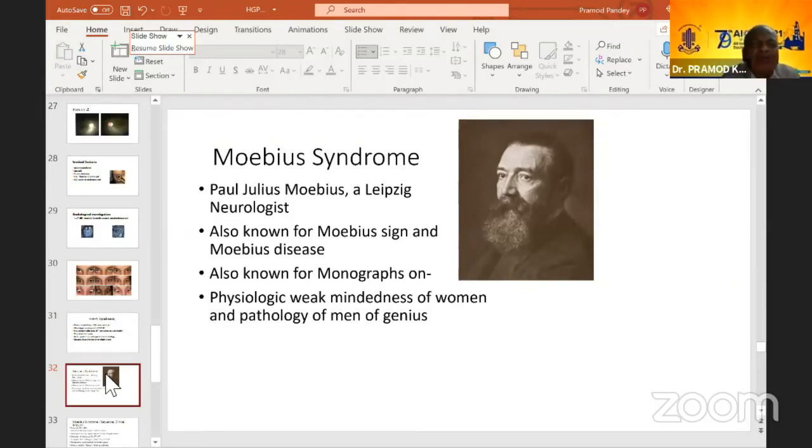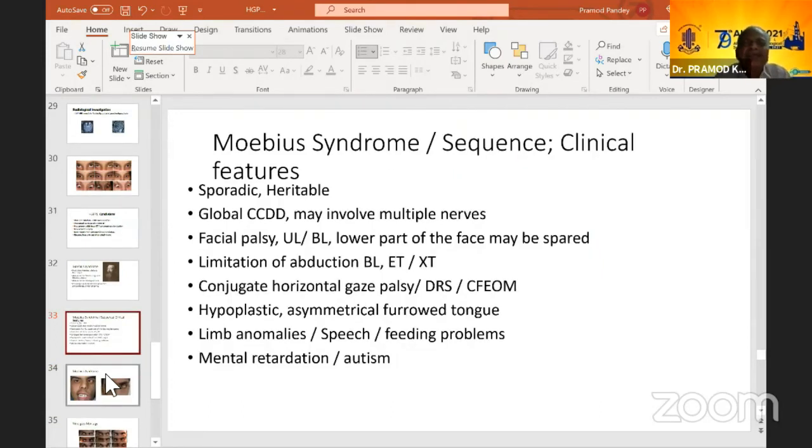Now, Paul Julius Mobius, he was a Leipzig neurologist, also known for Mobius sign and Mobius disease, also known for monographs on physiology of weak-mindedness of women and pathology of men of genius. Now, Mobius syndrome or sequence has a lot of features which are very global. It is sporadic, heritable. Global CCDD may involve multiple nerves, facial palsy, unilateral, bilateral. Lower part of the face may be spared. There is limitation of abduction, bilateral, or there could be esotropia or could be exotropia also. This could be also unilateral, but most will have an eso, but rarely you can have ortho and exo also. So don't think that it will always produce an esotropia.